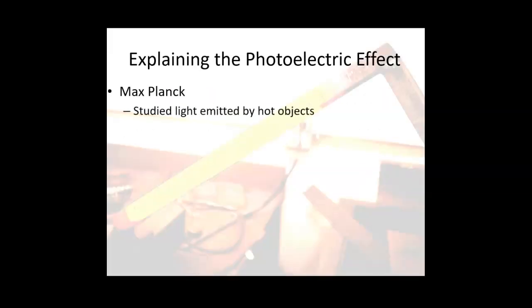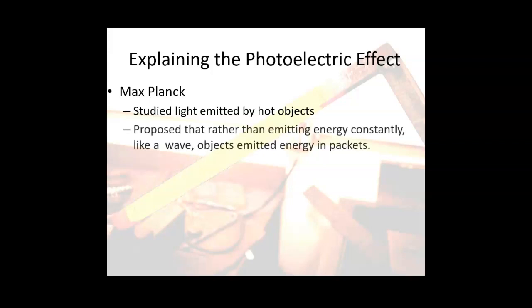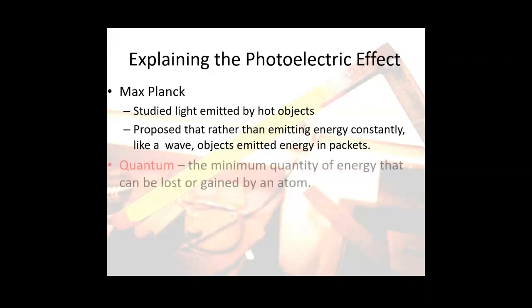To explain this photoelectric effect, Max Planck was the guy who tried to do it. He proposed that rather than emitting energy like a wave, objects emitted energy in packets, and these packets are the quantum. So quantum is the minimum quantity of energy that can be lost or gained by an atom.